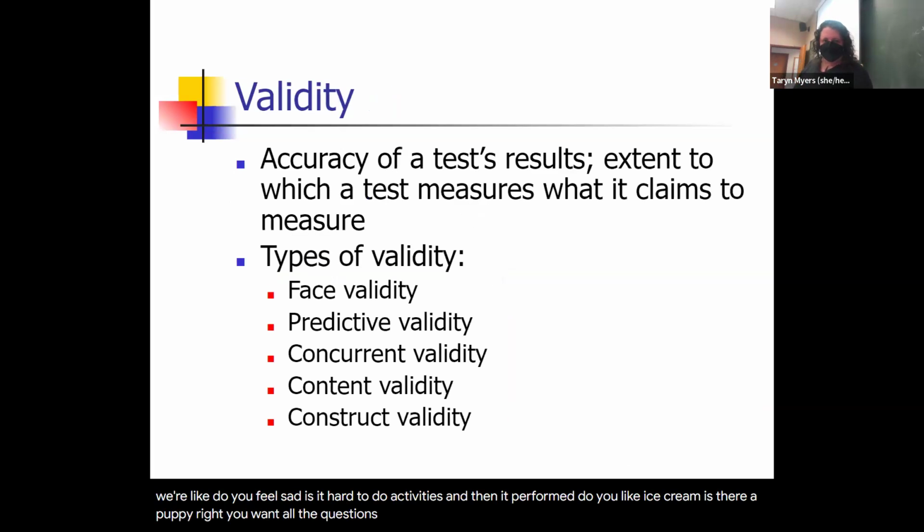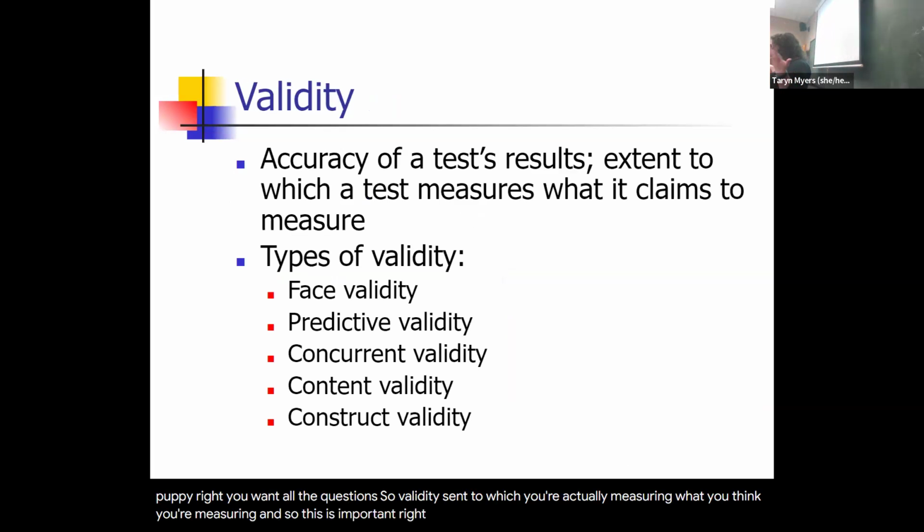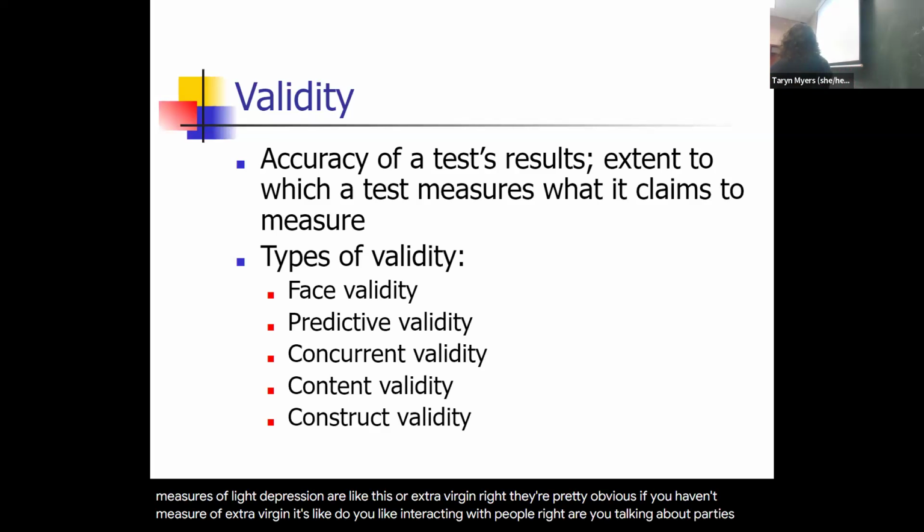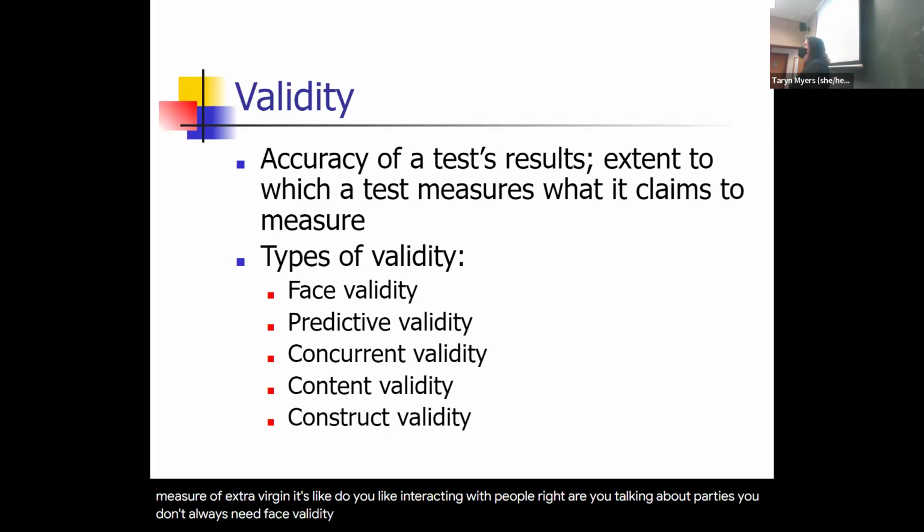All right, so validity assesses the extent to which you're actually measuring what you think you're measuring. And so this is important, right? We want to be consistent. So there are a couple types of validity. One is face validity. Does it look like it's measuring what it's supposed to measure? So most measures of like depression are like this, or extroversion, right? They're pretty obvious. If you have a measure of extroversion, it's like, do you like interacting with people, right? Are you talkative at parties? You don't always need face validity, but some measures have that, and that's cool.